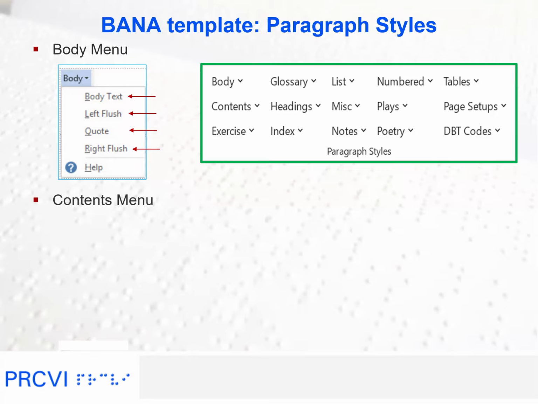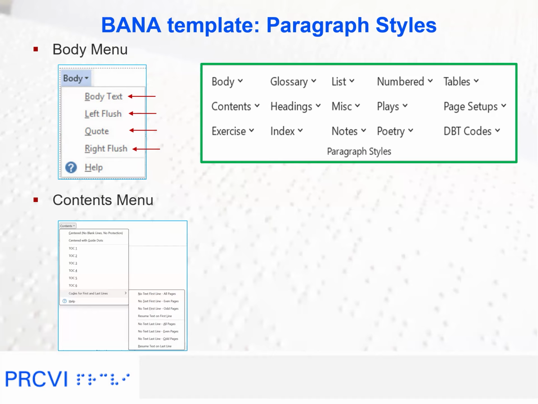Contents menu. This menu contains styles used on the table of contents page. The Centered style can be used for a centered heading, such as a unit or part, that doesn't have a TOC entry page number. Centered with Guide Dots: use this style when a unit or part heading includes an entry page number. TOC 1 to TOC 6: applying these styles to TOC entries creates a nested list format, and Duxbury automatically adjusts the runover.